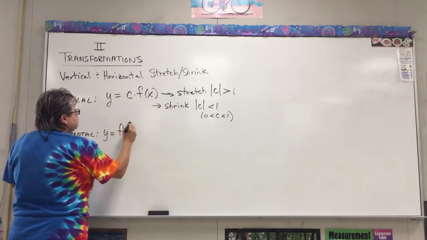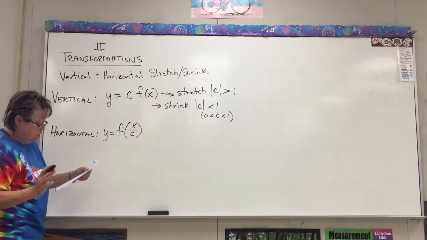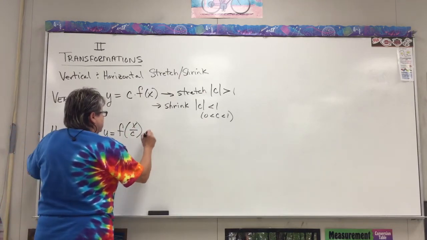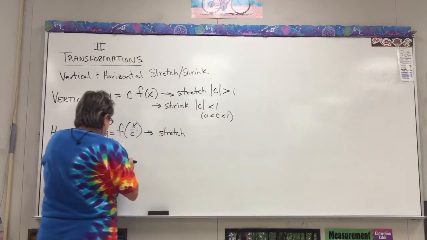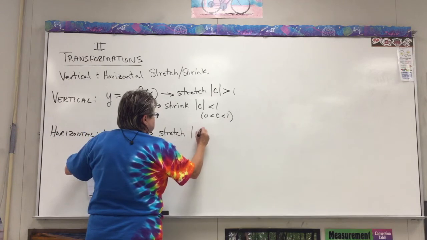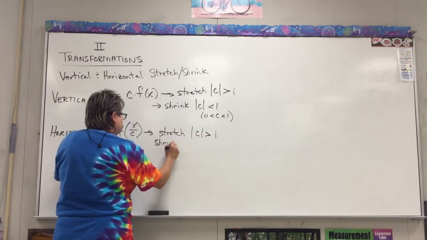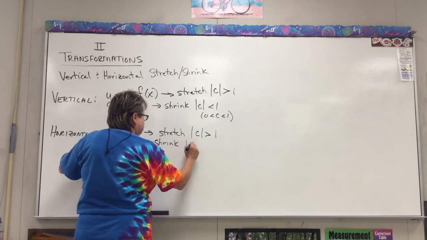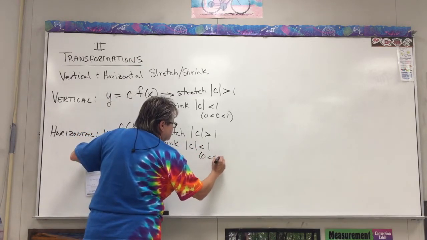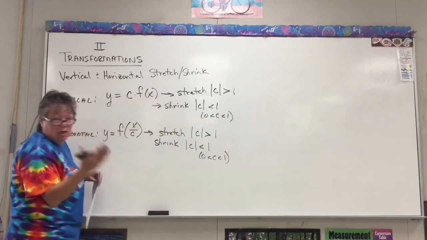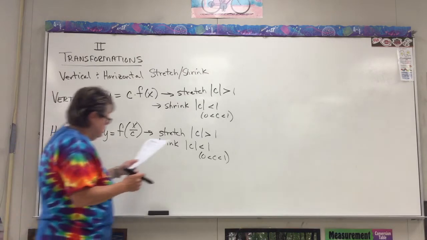You're going to take an f of x over c, whatever your constant is. And if that's the case, we're going to end up with a stretch if the absolute value of c is greater than 1, and you're going to end up with a shrink if the absolute value of c is less than 1. And then again, 0 less than c less than 1. So you're between 0 and 1. We can't be negative.